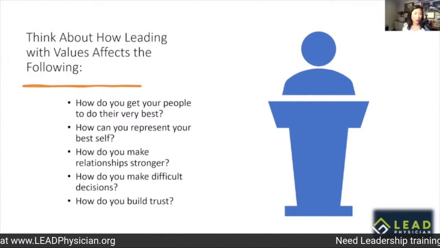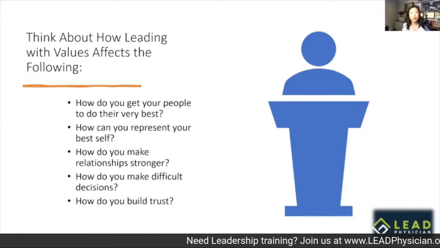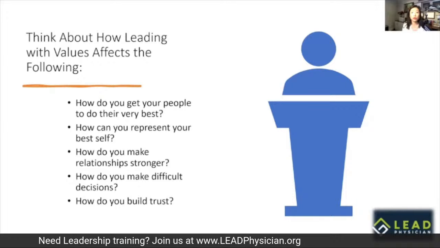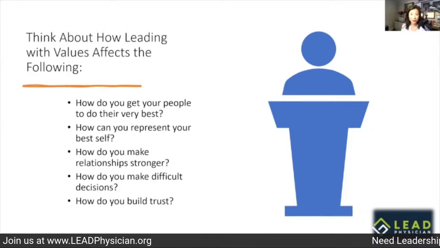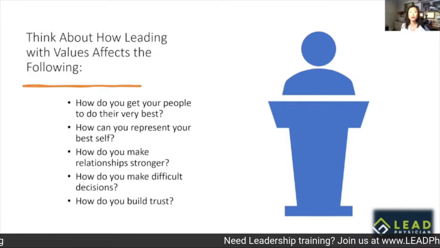So when you think about how leading by values affects your life, these are some of the things I want you to think about. How do you get your people to do their very best? How do you represent your best self? How do you make relationships stronger? How do you make difficult decisions? How do you build trust?